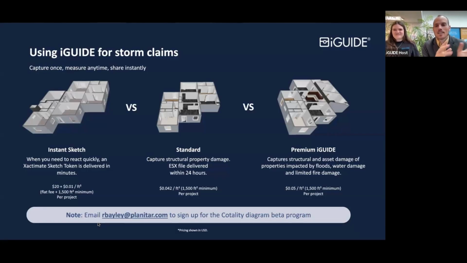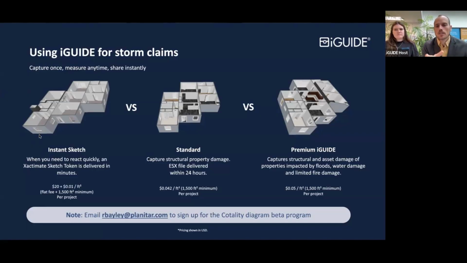Basically, Cotality, what used to be called CoreLogic, they rebranded, and they have in their claims estimate platform, we now have the ability to create what's called an FML file. It is also automatically generated. It will be on the same sort of level as Instant Sketch, where you can get it back really quickly. There's no human in the loop there. And if you want to get some of those for free, if you want to test this out and be part of that beta program, just email Rob and he can get you included in that.